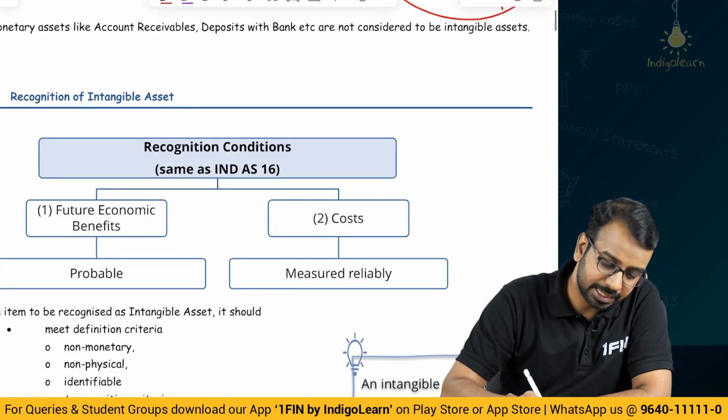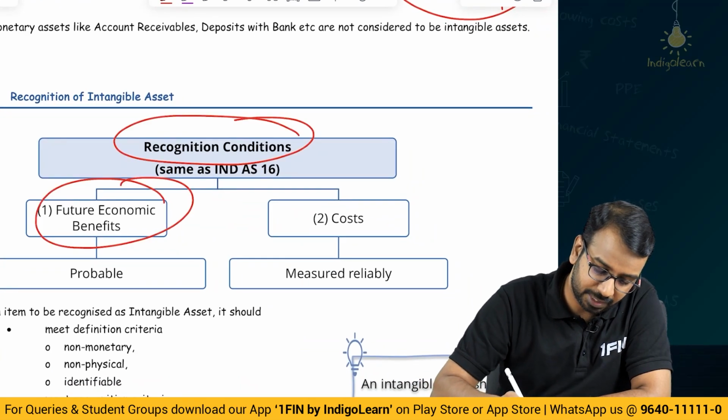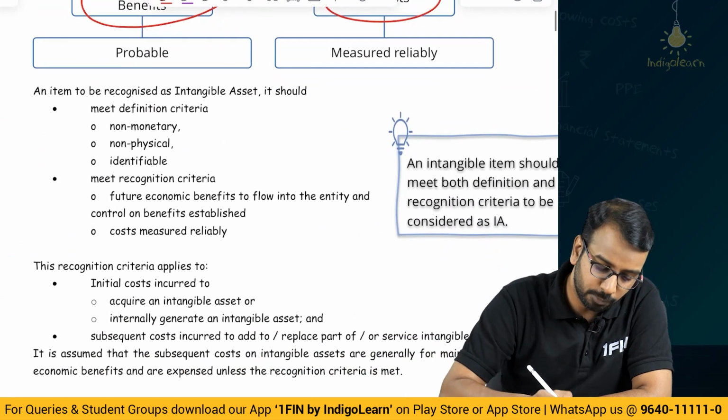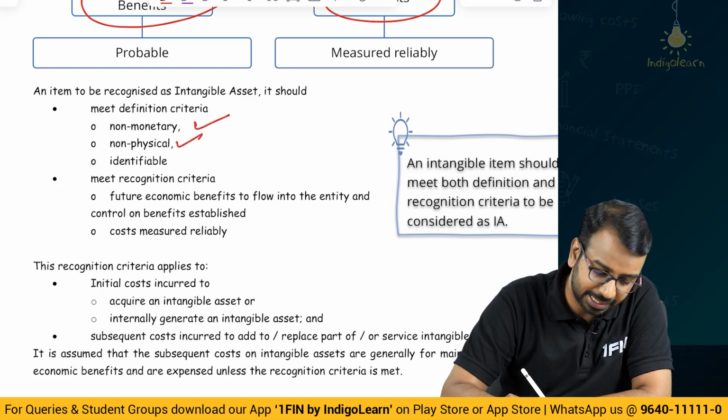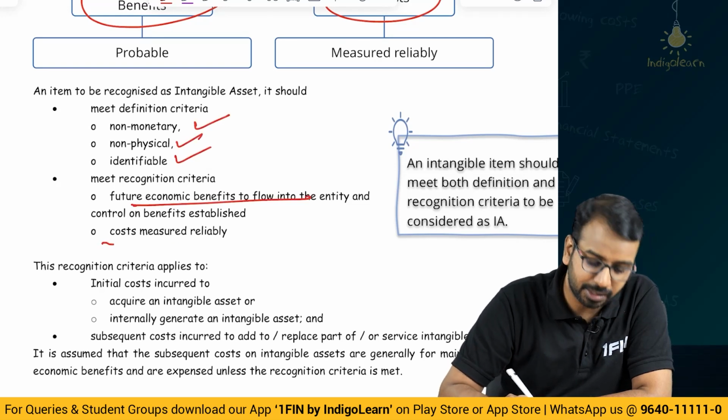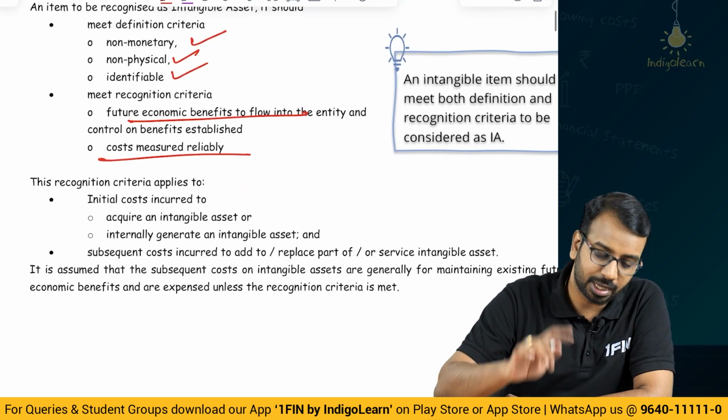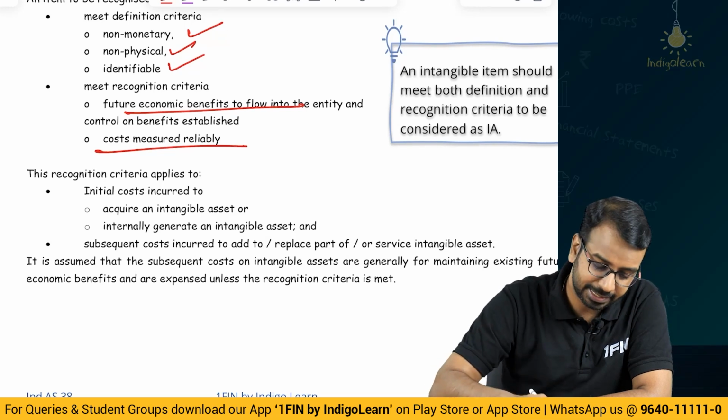When do we recognize intangible asset? Future economic benefit, and we can measure the cost reliably. So it has to be non-monetary, non-physical, identifiable, with future economic benefit, and cost can be measured reliably. Then that is when you recognize intangible asset.